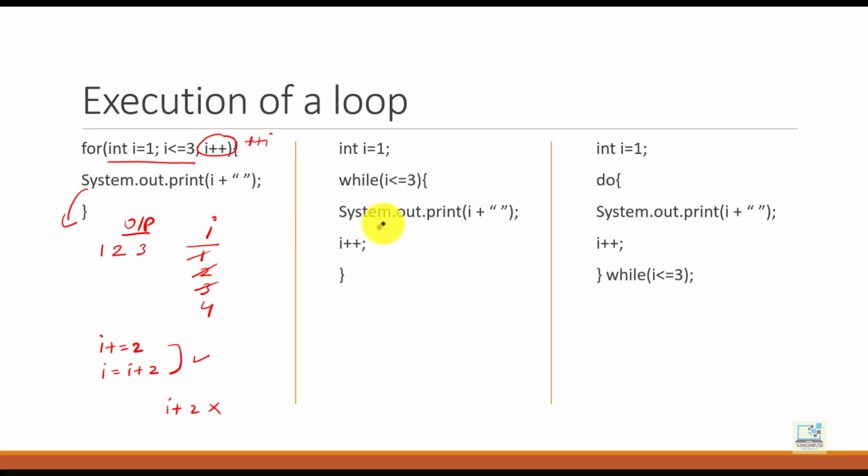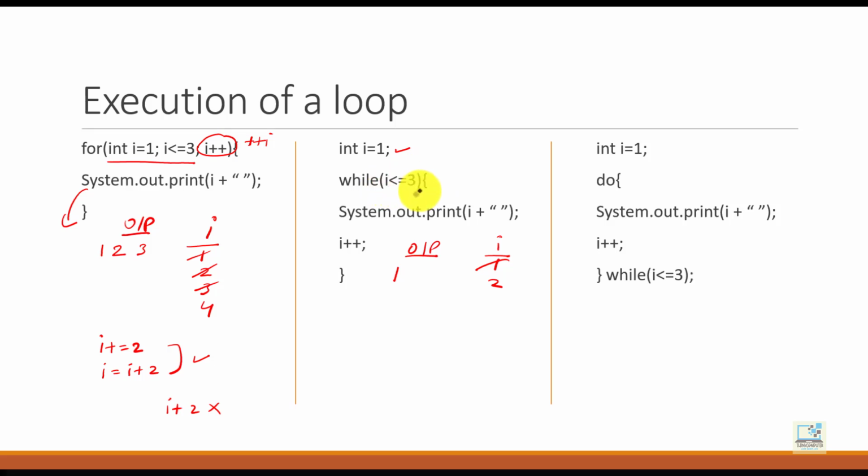Let us understand the execution of the while loop. Same way, we have i and output, I am writing here. So first i will be initialized to 1. While i less than equal to 3, that is 1 less than equal to 3, correct, it will enter the loop and it will print 1. Then i plus plus will make it 2. Again it will go to the condition check.